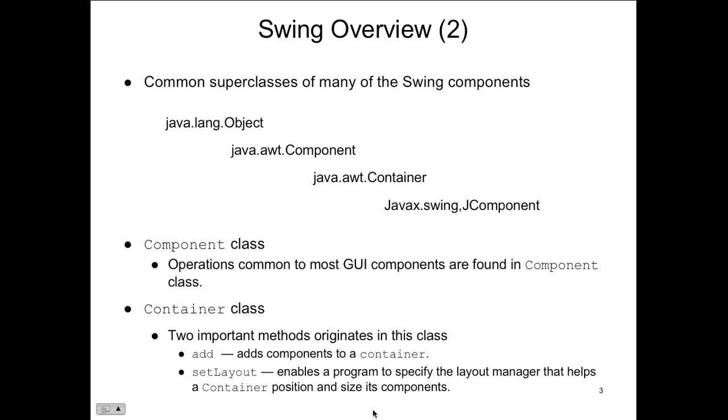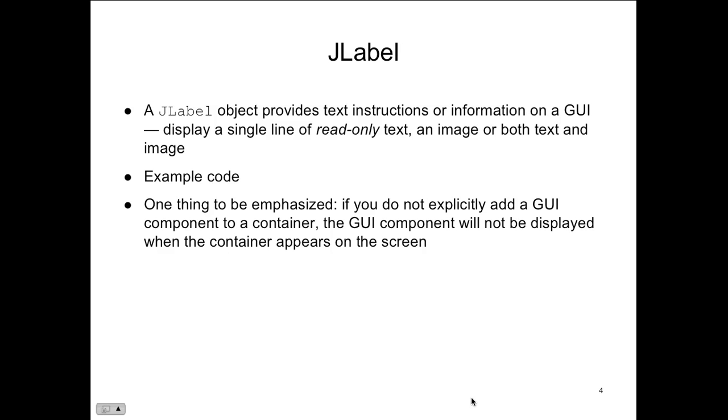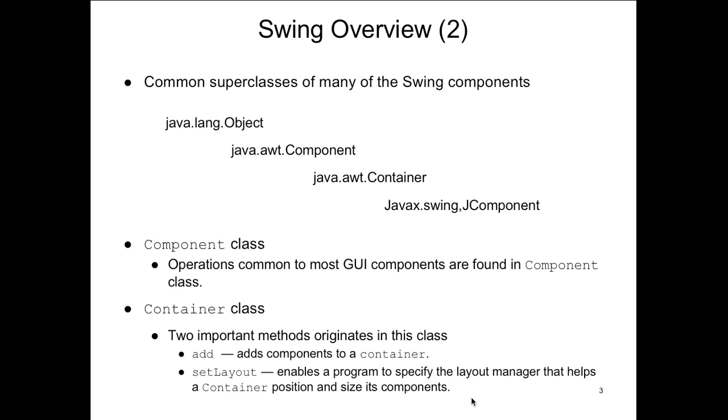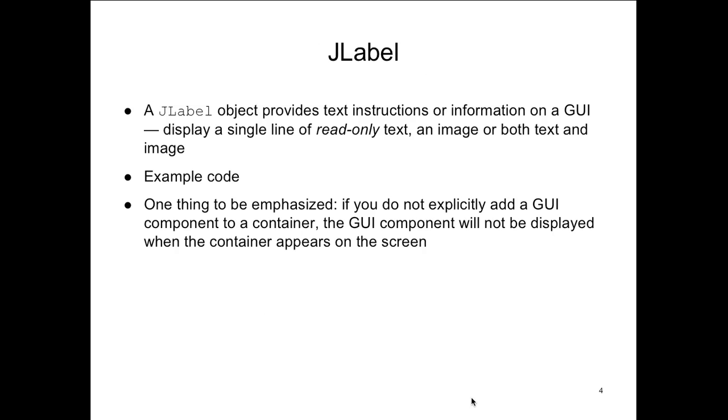The container class, there are two important methods that originate in this particular class. The add, which adds components to the container, and then we have the setLayout, which enables the program to specify the layout manager, that controls the position and size of the components that a container contains. So setLayout is going to give us, is everything word wrapped to the left, to the right, is it centered, and then we're being able to add things. So we're not doing that much functionality. We create these objects and then we add things to the container, and then we add the container to the component.